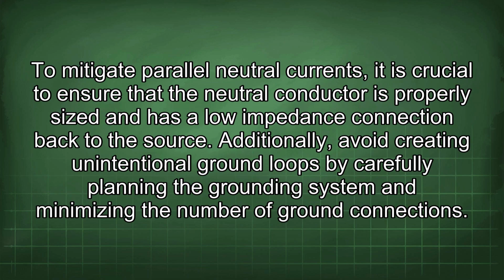To mitigate parallel neutral currents, it is crucial to ensure that the neutral conductor is properly sized and has a low impedance connection back to the source. Additionally, avoid creating unintentional ground loops by carefully planning the grounding system and minimizing the number of ground connections.